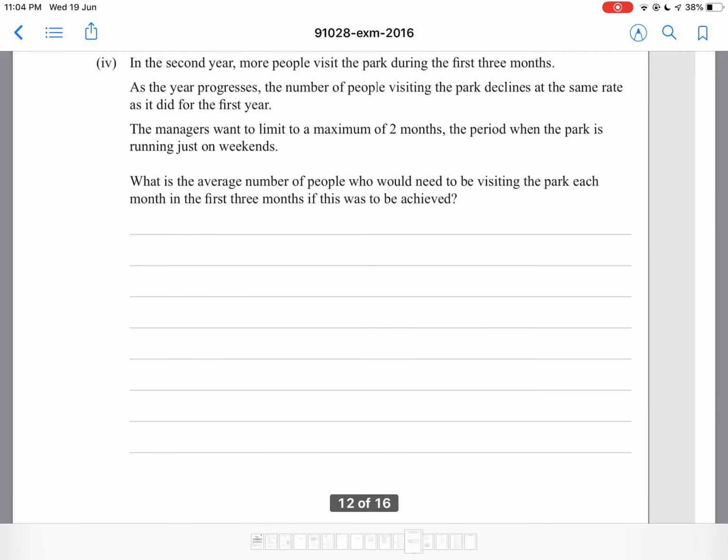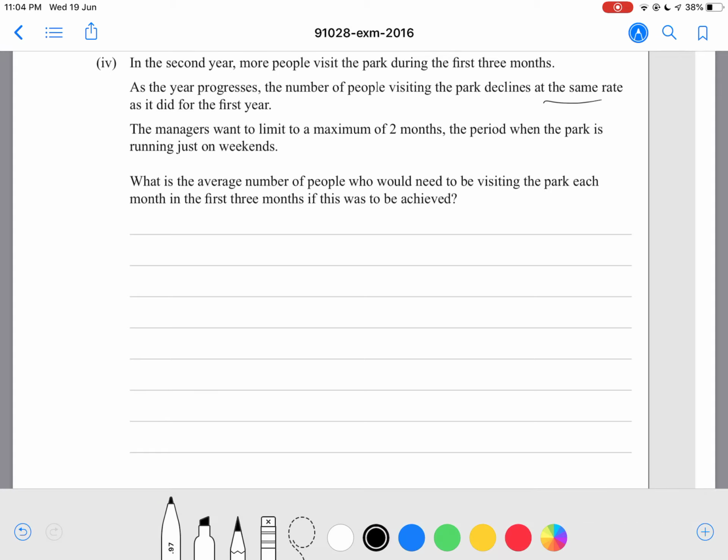In the second year, more people visit the park during the first 3 months. As the year progresses, the number of people visiting the parks declines at the same rate as it did for the first year. The managers want to limit a maximum of 2 months, the period when the park is running on just weekends. What is the average number of people who will need to be visiting the park each month in the first 3 months for this to be achieved?